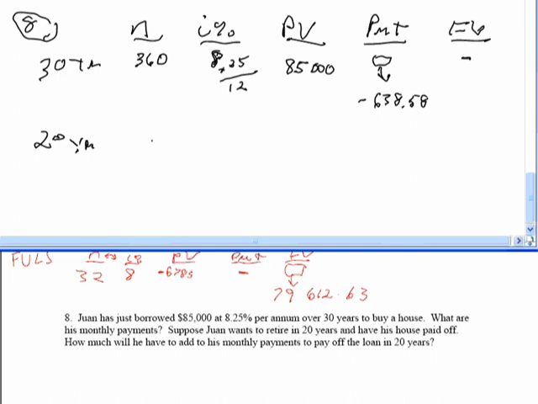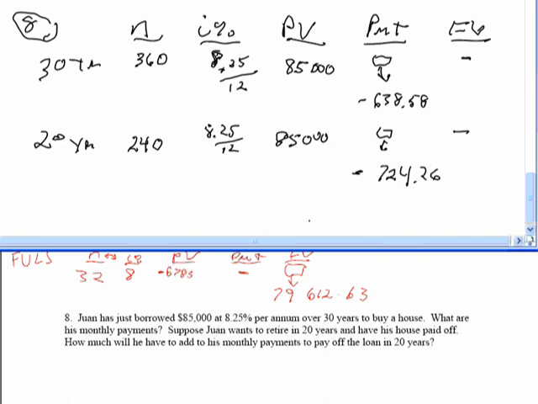On a 20-year mortgage with monthly payments at the same interest rate, we'd have 240 payments, or 20 times 12. Again, we're assuming the same interest rate, 8.25% divided by 12. Enter it directly. The mortgage amount is still the same, $85,000. Compute the payment. And the payment for this 20-year mortgage is going to be more because we have fewer payments. And that's $724.26.